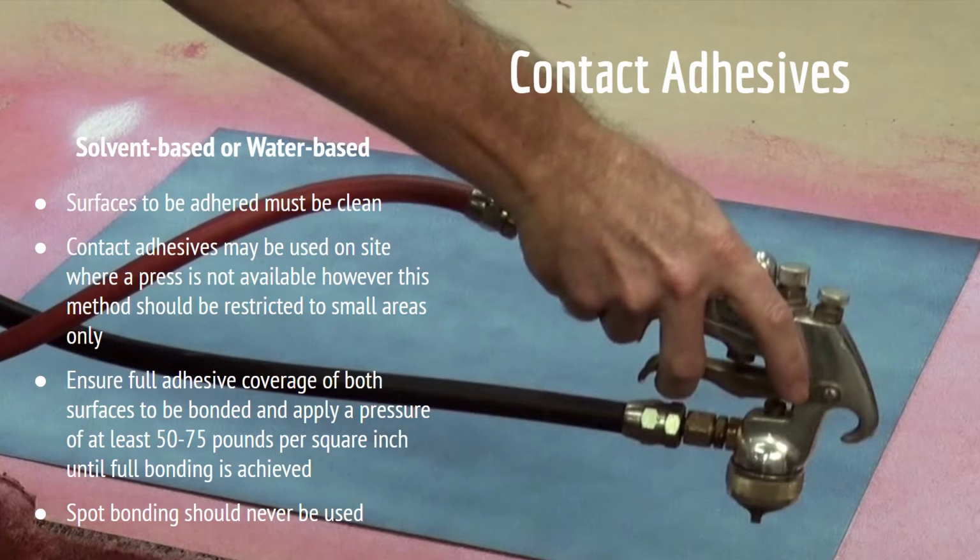One should ensure full adhesive coverage of both surfaces to be bonded and apply a pressure of at least 50 to 75 pounds per square inch until full bonding is achieved. Spot bonding should never be used.